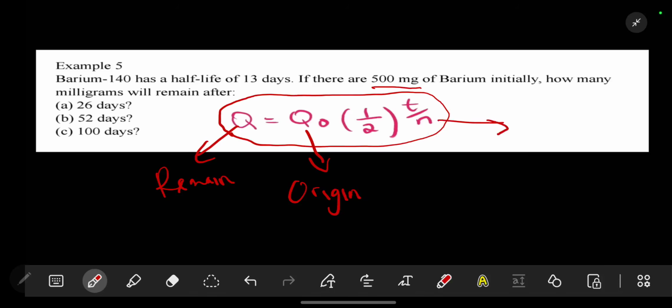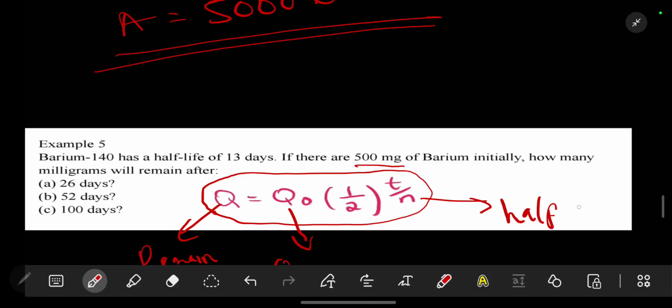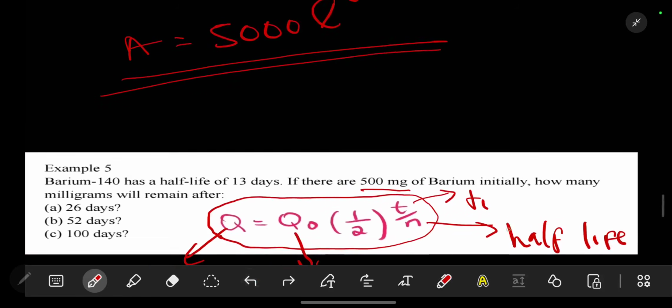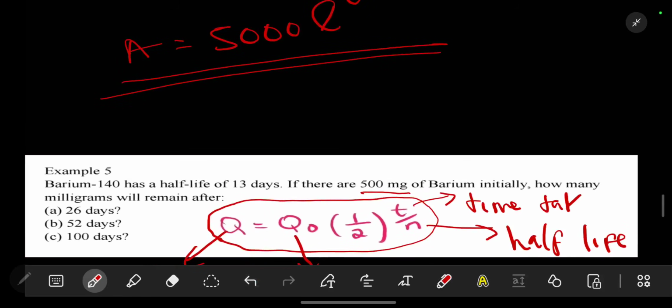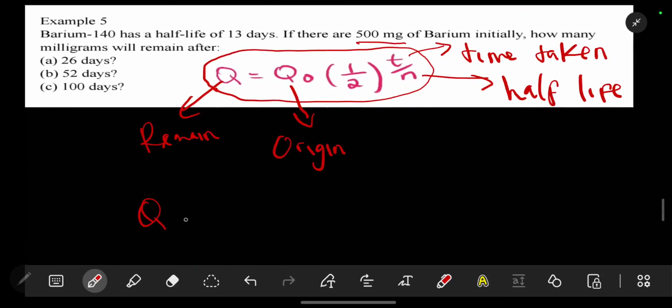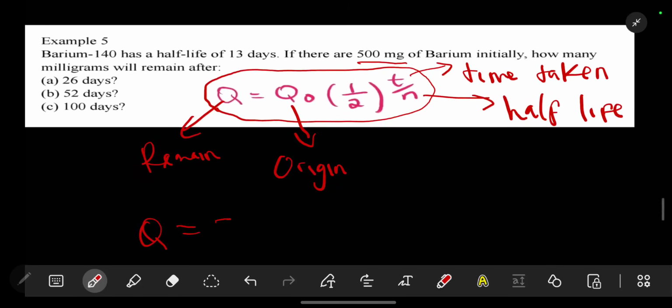Then this N is your half-life, and this T is the time taken. How long does it take? That's your time taken. So you're going to say Q should be equal to, what is our Q0? The initial is 500 milligrams. So you have 500 milligrams times the half. Then what is our T? The time is 26 days, so you put the 26 days there.